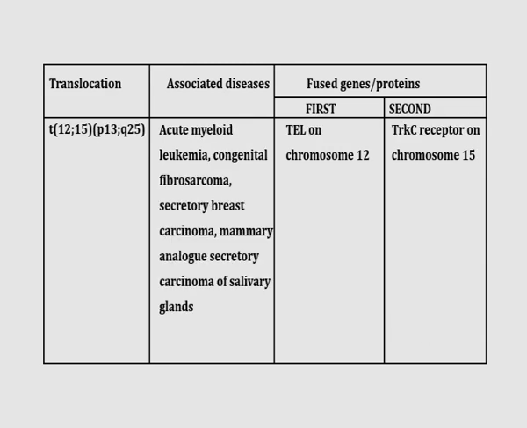In the next case, t(12;15) between p13 and q25, the associated diseases being acute myeloid leukemia, congenital fibrosarcoma, secretory breast carcinoma, and mammary analog secretory carcinoma of salivary glands. The genes associated here are TEL on chromosome 12, the second being the TRKC receptor on chromosome 15.